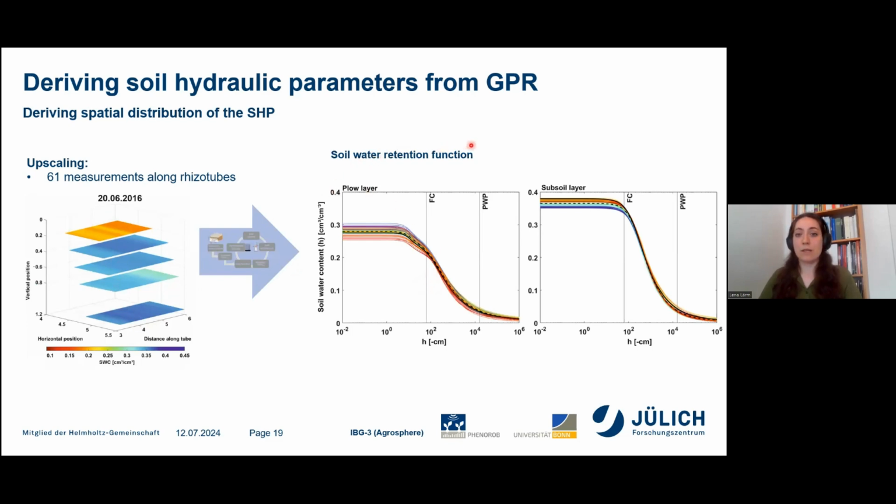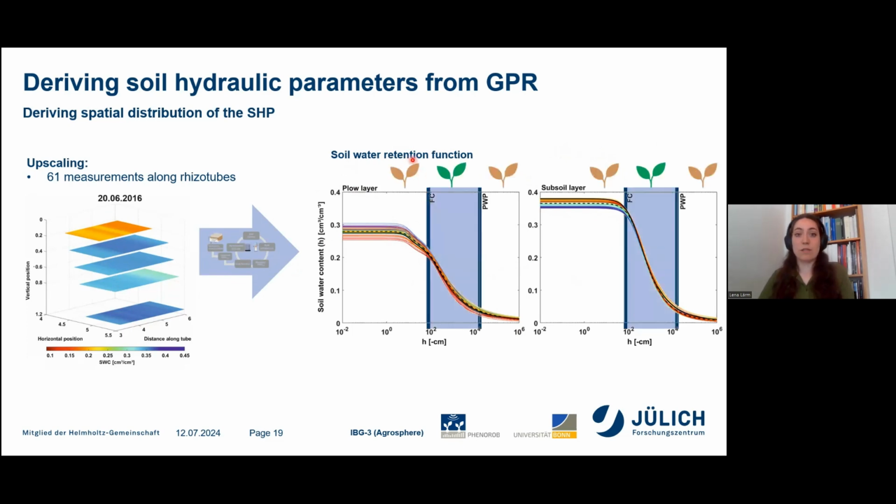Here are the results. So we derive the soil water retention function. And here you can see the influence of the dual porosity. So in the flow layer, we have a dual porosity present. You can see this by this dent. And in the subsoil layer, we don't. And you can see here that in the flow layer, we have quite a distribution of our soil hydraulic parameters. And we wanted to derive some values that other modeling techniques could use. So we derived the field capacity, the permanent wilting point, and the difference of the two is the plant available water.